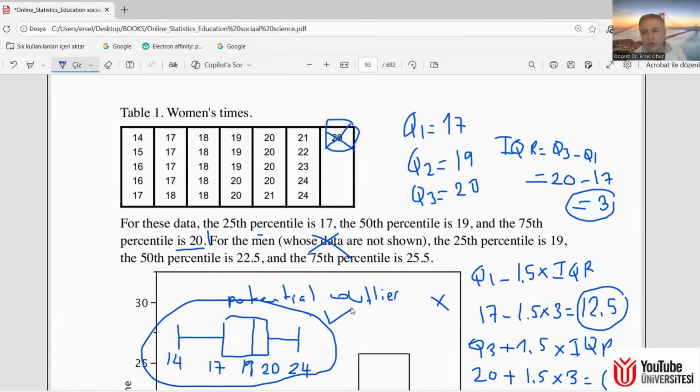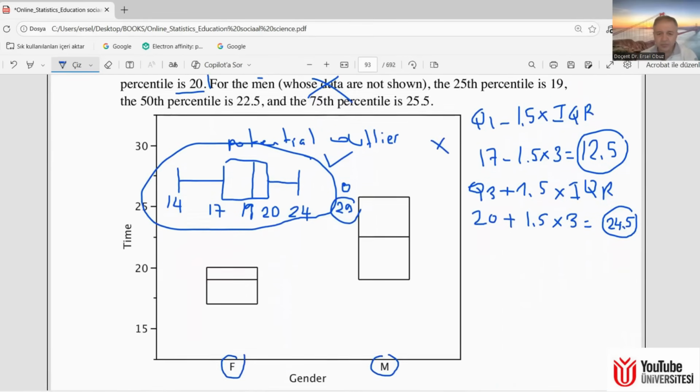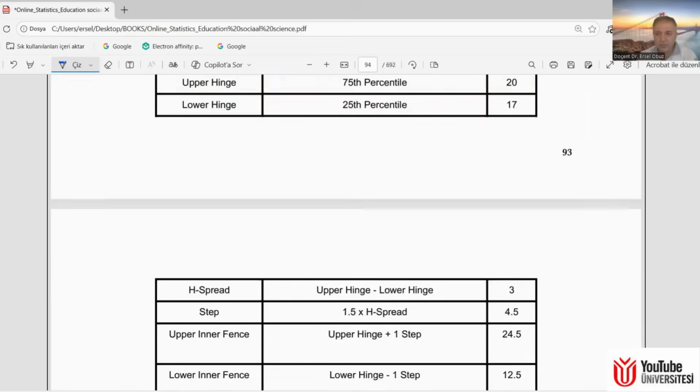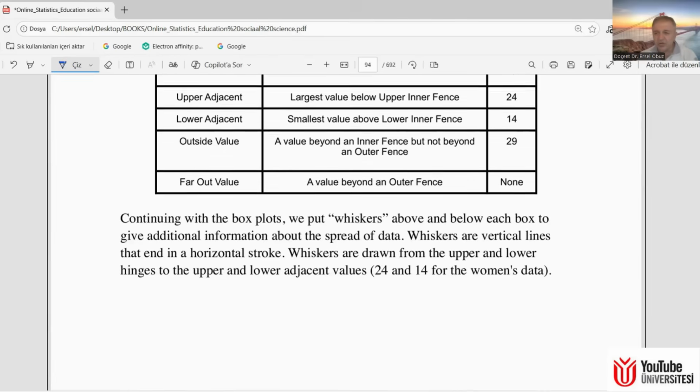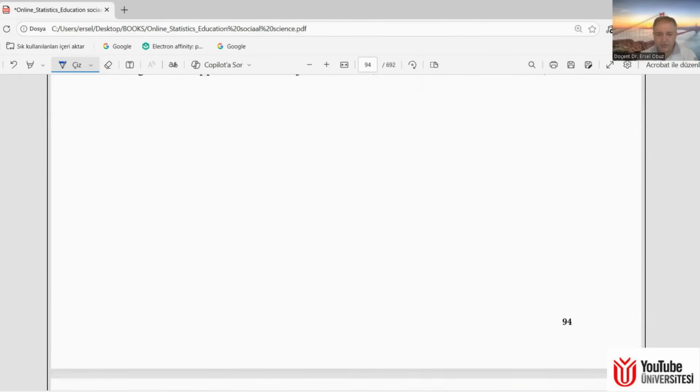So if 29 were not the outlier, I would include that one. But 29 is the outlier. So what I should do, I just should put 29 here like this. So that's the basic idea. And this is really easy to do. I would suggest you use this approach. Okay. I think the book has used a different approach.